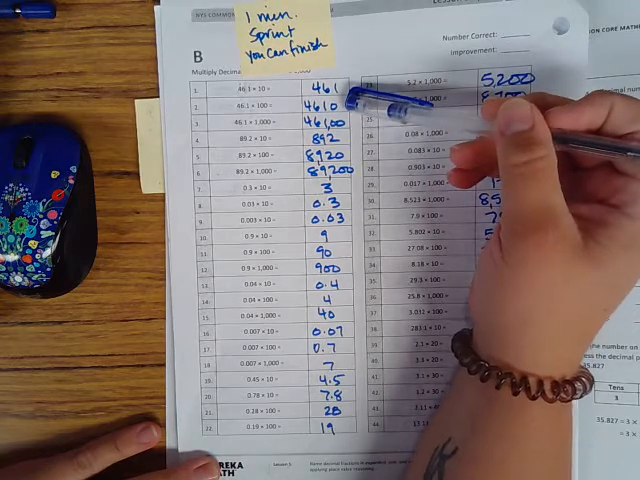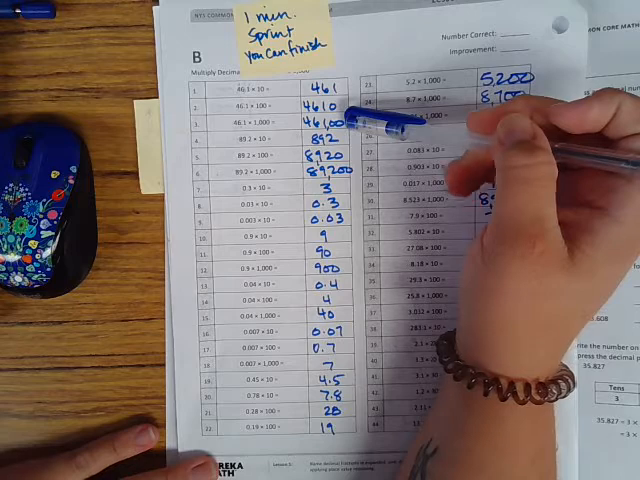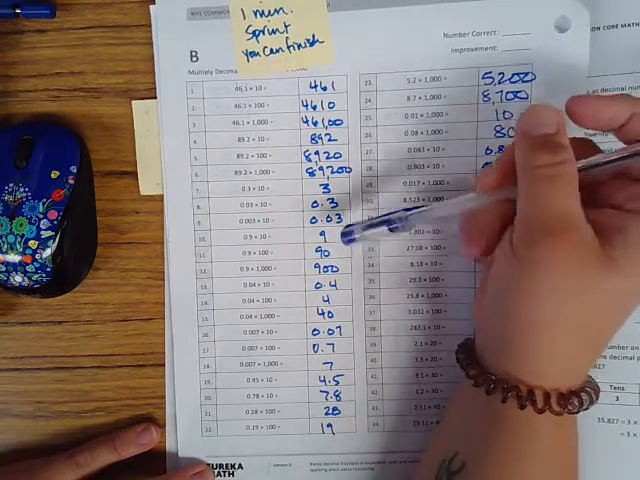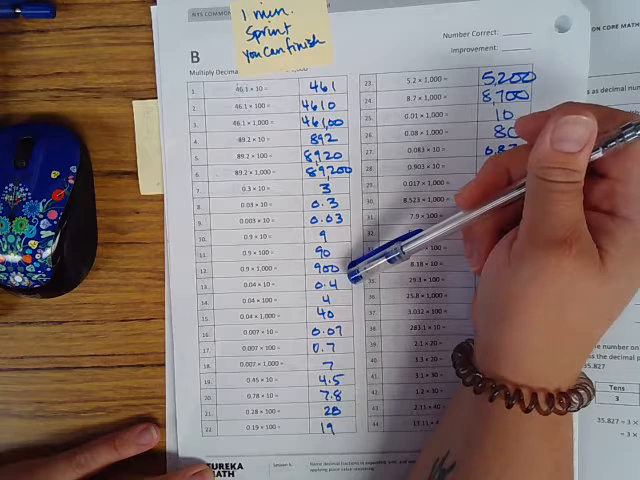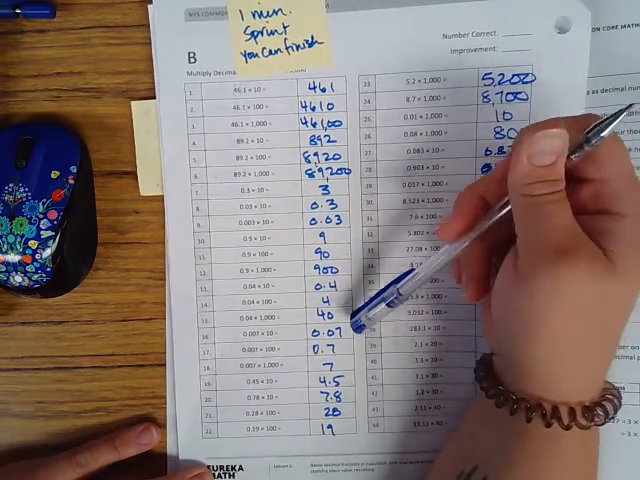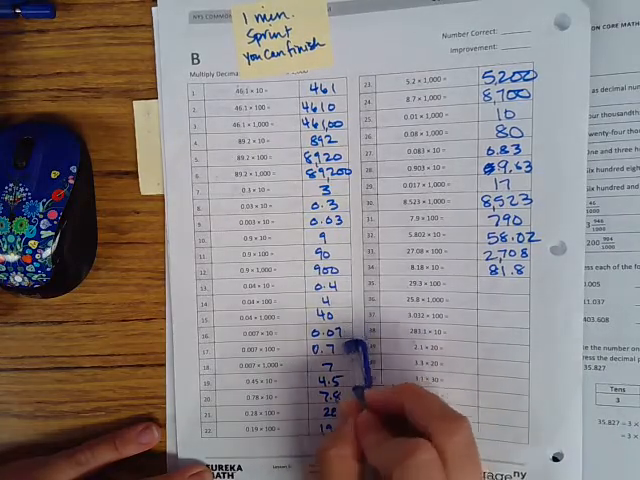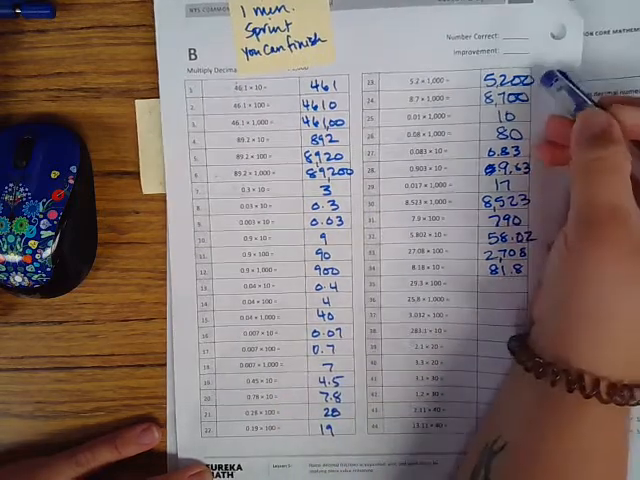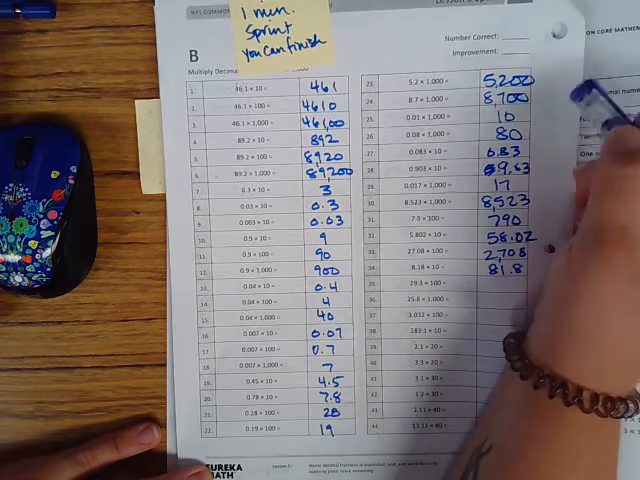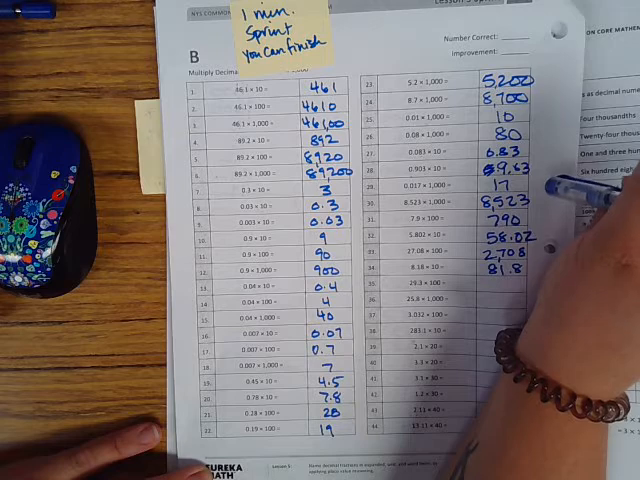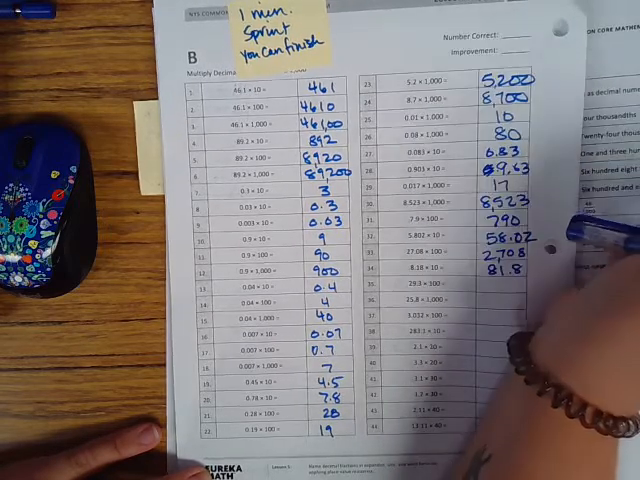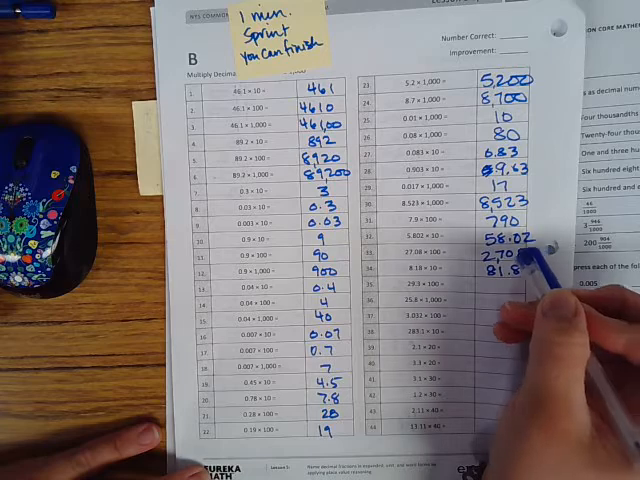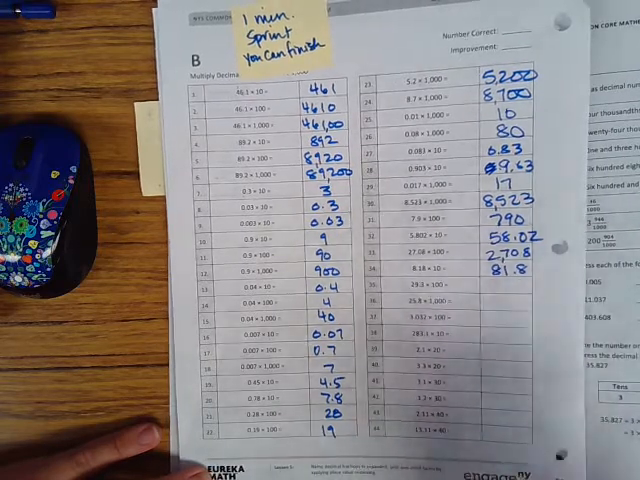461, 4,610, 46,100, 892, 8,920, 89,200, 3, 0.3, 0.03, 9, 90, 900, 0.4, 4, 40, 0.07, 0.7, 7, 4.5, 7.8, 28, 19, 5,200, 8,700, 10, 80, 0.83, 9.03, 17, 8,523, 790, 58.02, 2,708, and 81.8. All right.